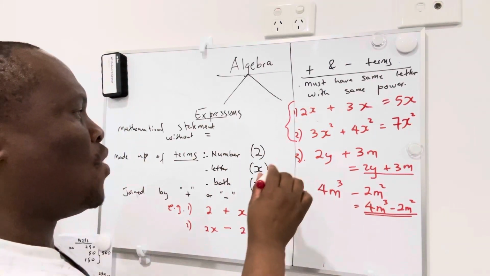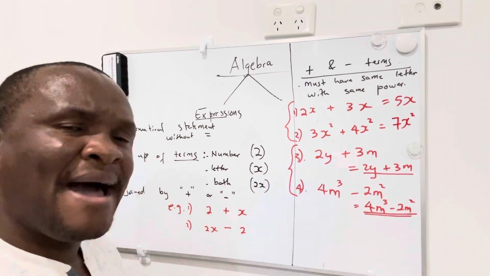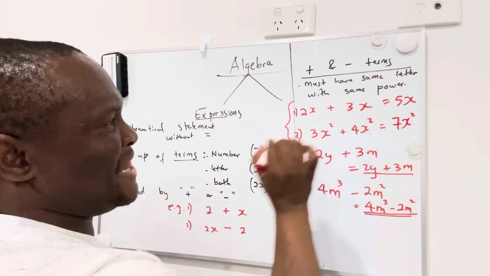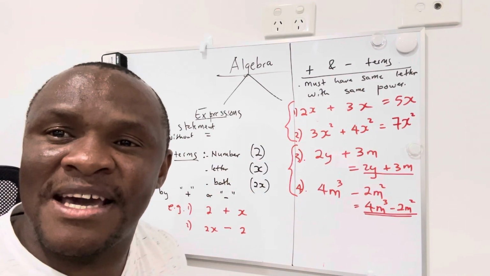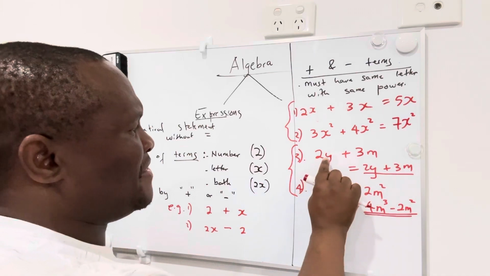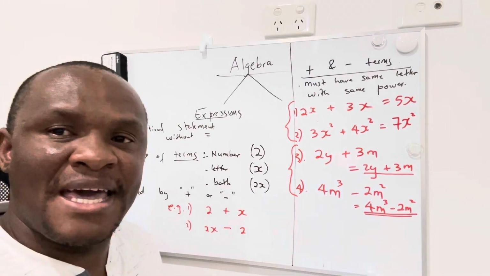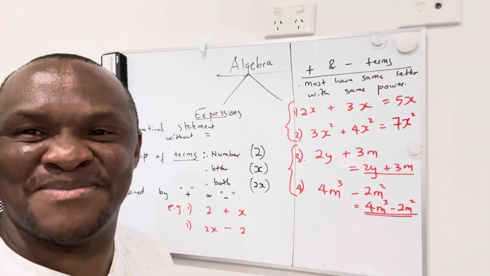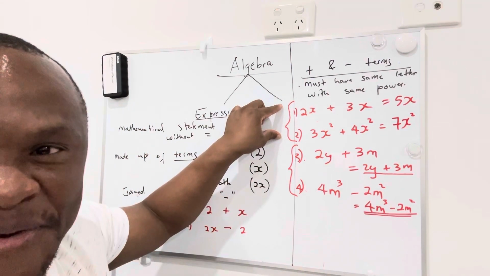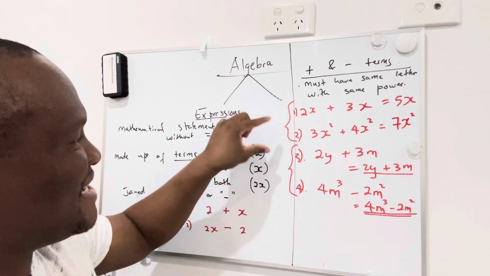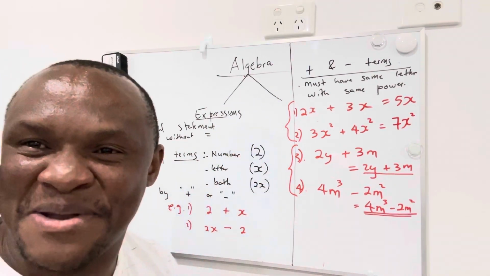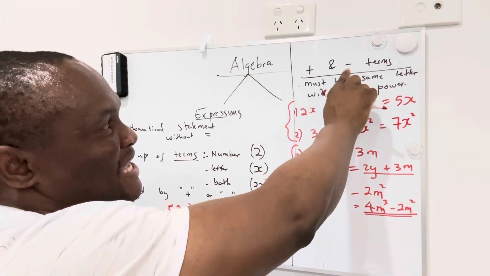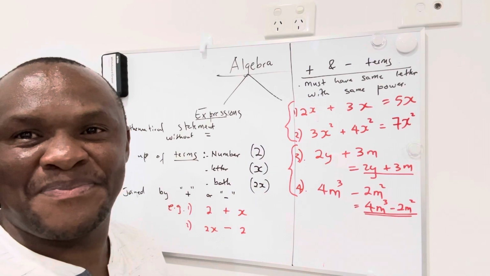So now, in conclusion, these ones here are said to be like terms, while these ones are said to be unlike terms. If the letter is the same, we call them like terms. If the letters are different or the powers are different, we call them unlike terms. Like terms can be operated with plus or minus. Unlike terms cannot be operated with plus or minus. So this is all about adding and subtracting terms.